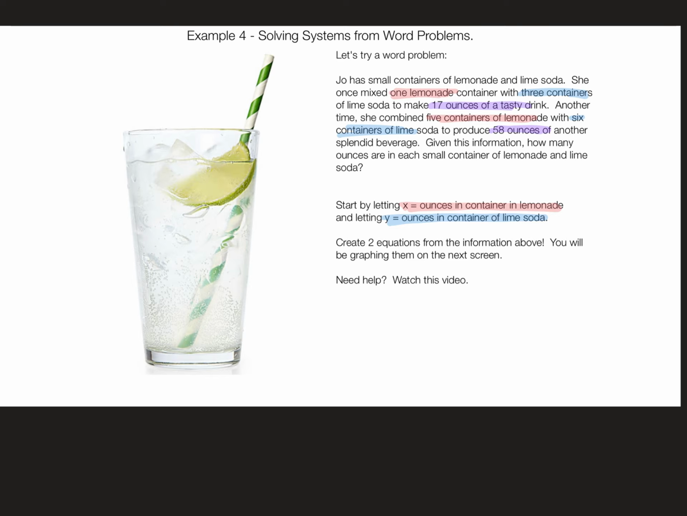So I'm going to start with that first sentence. So we have 1 lemonade container. So I have 1x, and to that, I'm going to add how many of the lime? Well, that would be 3 of the lime, which we called y. And when I do that, I get a total of 17 ounces. That would be my first equation.